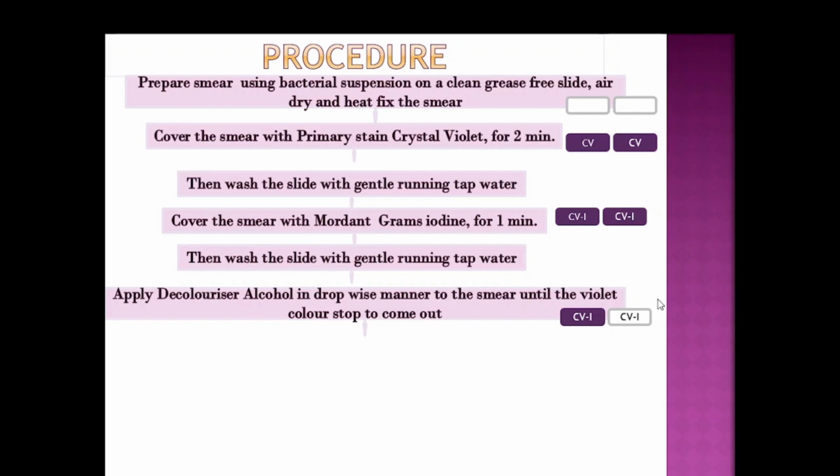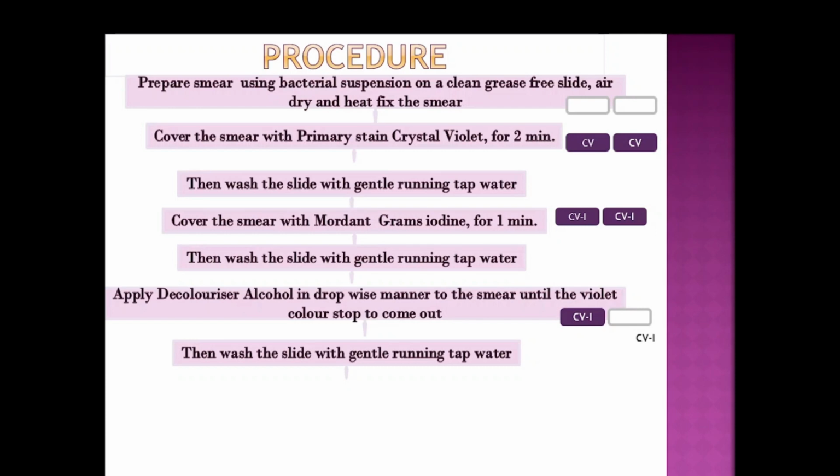On the other hand, your gram negative cells have higher lipid content and lower peptidoglycan content. Hence, after decolorization treatment, the porosity of the gram negative cell wall increases. It leads to washing out of the CVI complex.